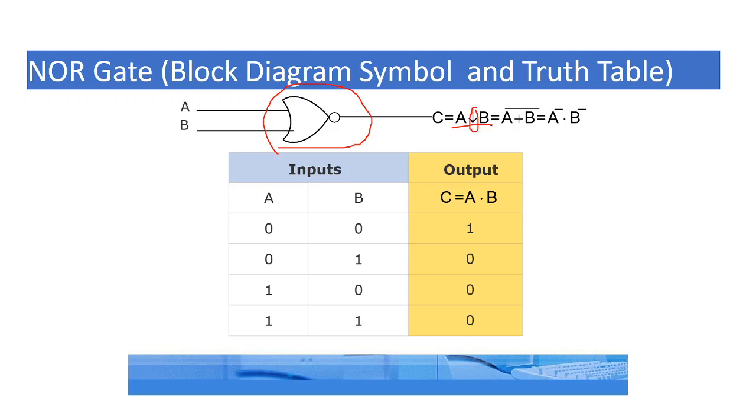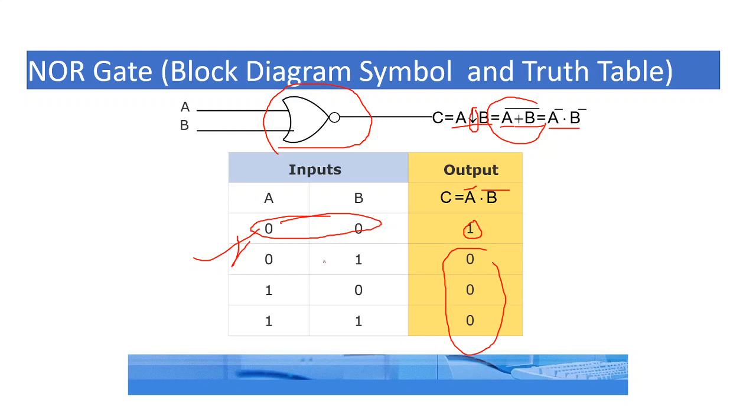This means A NOR B, and it is always equal to (A plus B) whole bar, because we have OR gate and its complement. So OR gate is A plus B and its complement is bar, so (A plus B) whole bar, and it is also equal to A bar dot B bar. So this one is the truth table for NOR gate. Here the output is 1 only if both the inputs are 0, otherwise the output is 0 if any one or both the inputs are 1.